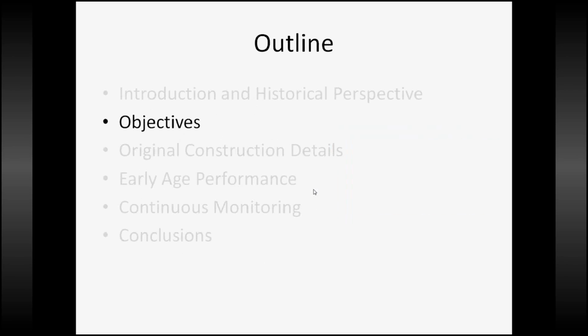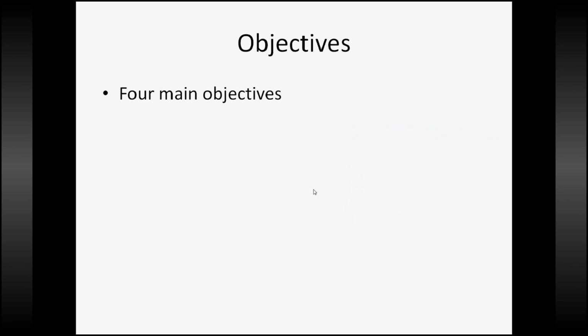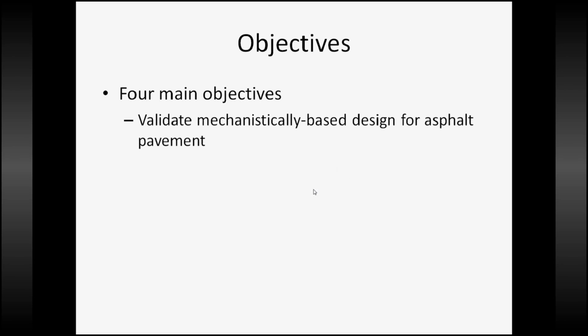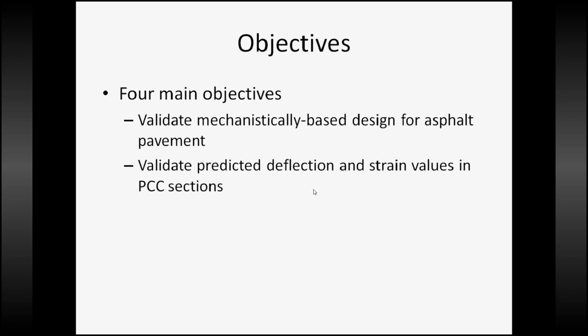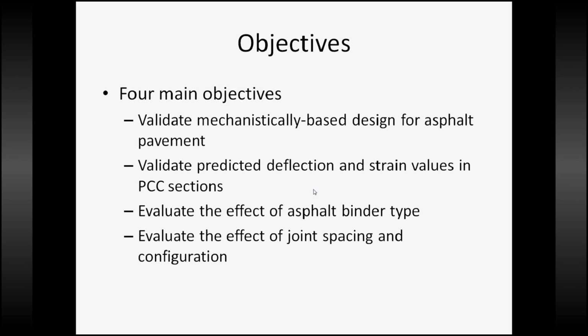So we had to come up with some objectives. We came up with 4 main objectives. Our first objective of this project was to validate the mechanistically based design for asphalt pavements. We wanted to validate the predicted deflection and strain values in PCC sections. We wanted to evaluate the effect of asphalt binder type. And we wanted to evaluate the effect of joint spacing and configuration in concrete pavements.